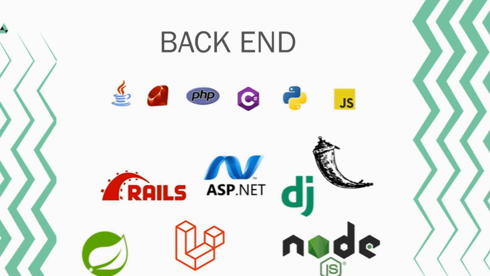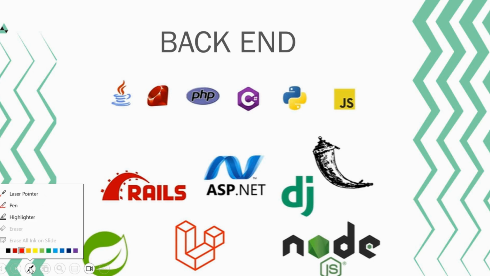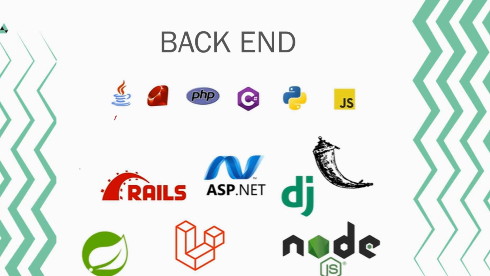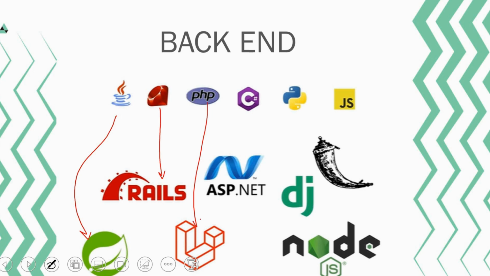So here you can see all the backend technologies and the frameworks that are there along with them. For Java, we have a framework called Spring. For Ruby, we have Ruby on Rails. For PHP, we have Laravel. For C#, we have ASP.NET. For Python, we have Django. And for JavaScript, we have Node.js.